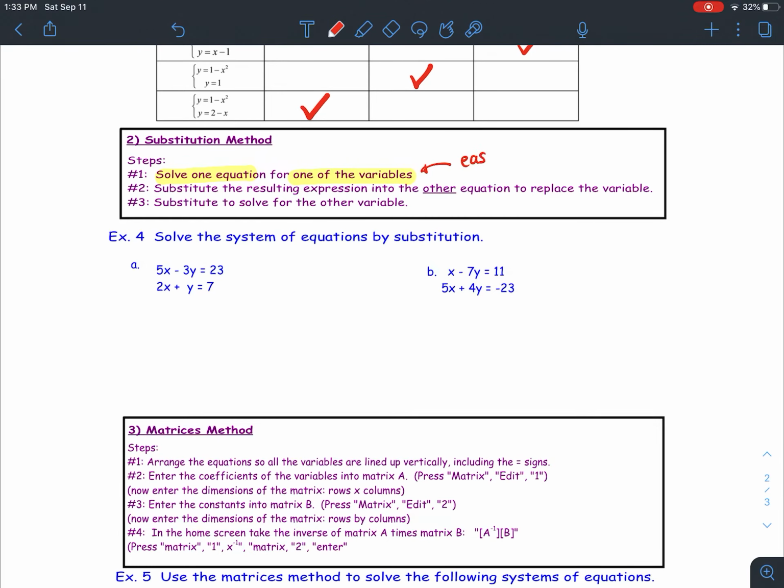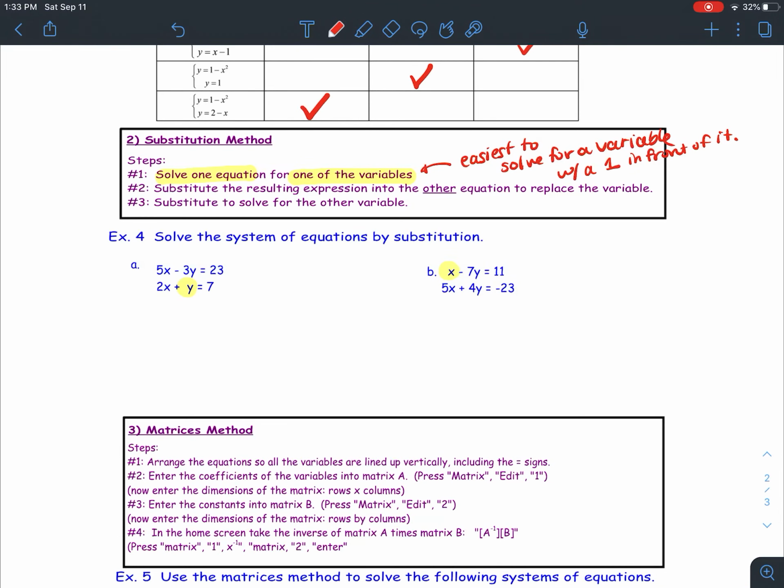It's easiest to solve for a variable with a 1 in front of it. Now, sometimes you don't have that, but I would look at the 4 variables. We have x, x, y, y, and I notice that this y right there has a 1 in front of it. When I look at the second example over here, x, x, y, y, I notice that on that one, that x has a 1 in front of it.